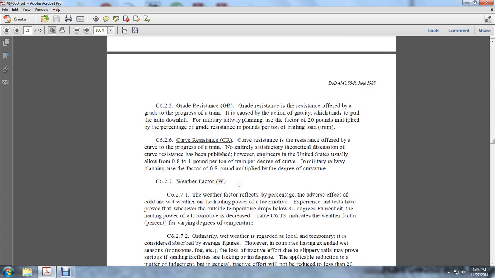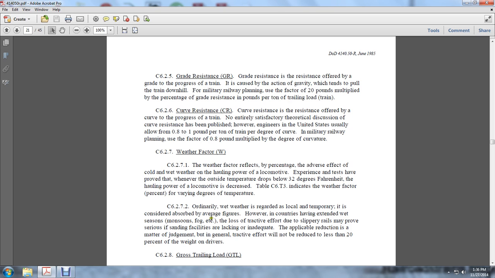The weather factor, W. The weather factor reflects the percentage adverse effect of cold, wet weather on the hauling power of the locomotive. Experience and tests have proved that when the outside temperature drops below 32 degrees Fahrenheit, the hauling power of the locomotive decreases. Chapter 6, Table 3 indicates the weather factor, the percentage varying with the degrees of temperature.